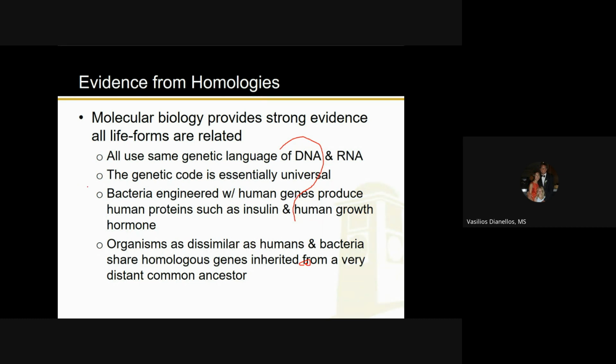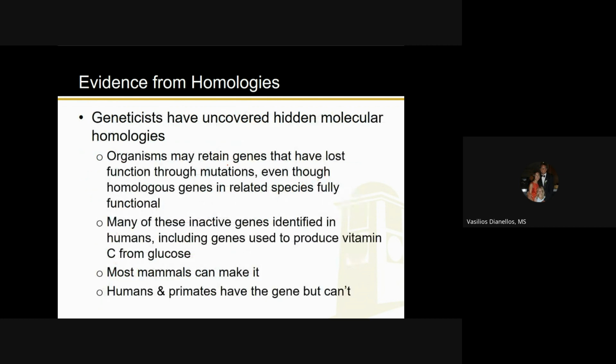These two bullet points are definitely just examples of these two bullet points. So again, I'm definitely not going to ask you about bacteria engineered with human genes or stuff like that, but definitely know those, or I might ask you about those two upper bullet points. Geneticists have also uncovered hidden molecular homologies. Organisms may retain genes that have lost function through mutations, even though the homologous genes of related species are fully functional. I've already given you an example of this earlier in the semester.